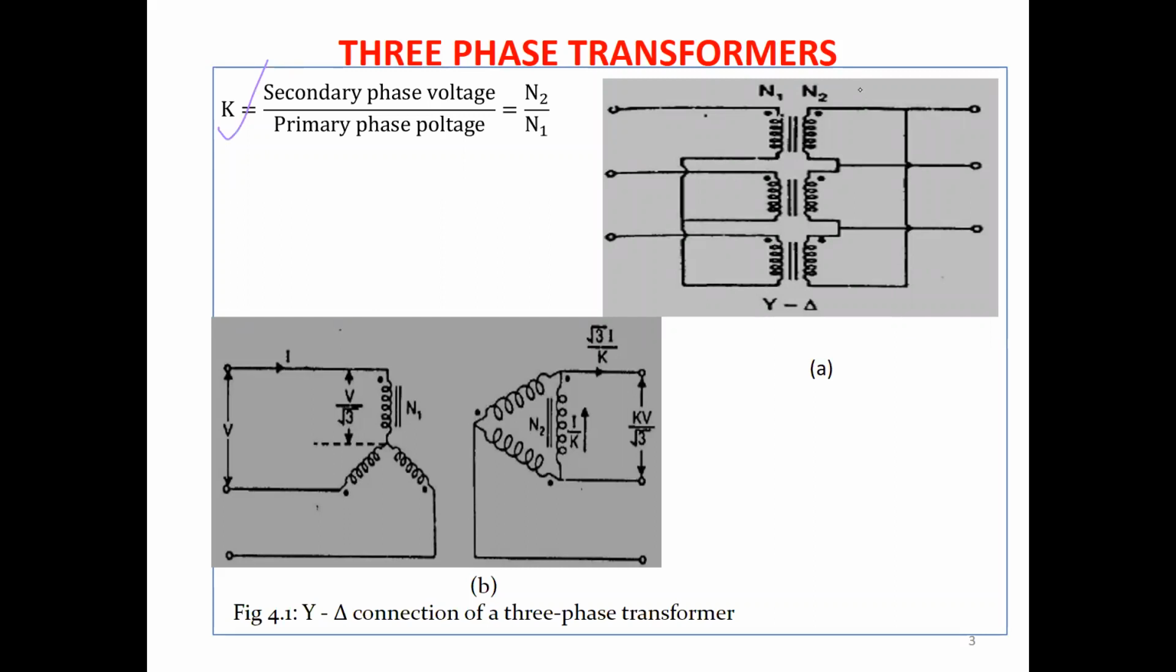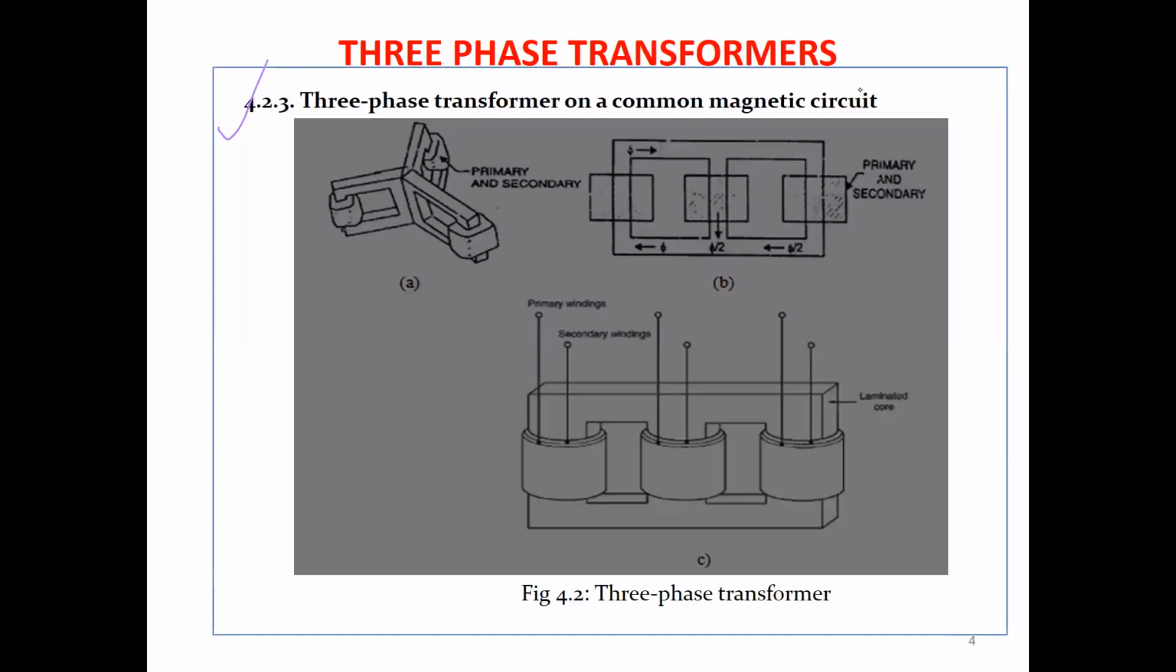So moving on to our next point, the three-phase transformer on a common magnetic circuit. This is the second method of building a three-phase transformer, using a common magnetic circuit. So you have the primary and secondary windings.